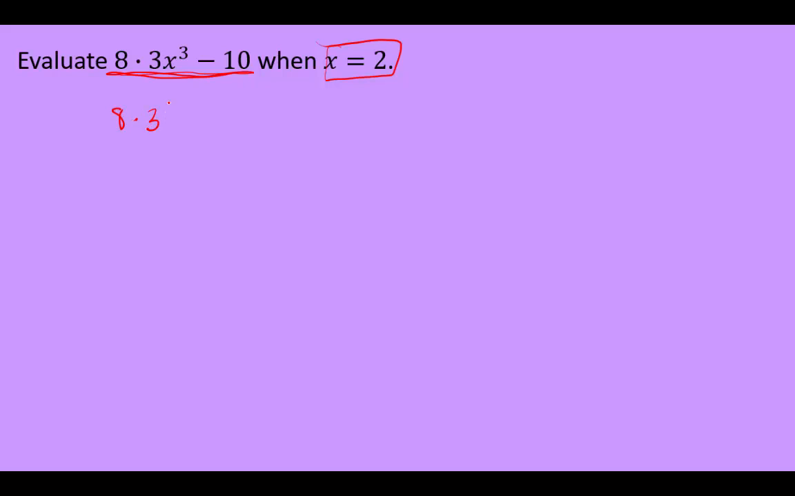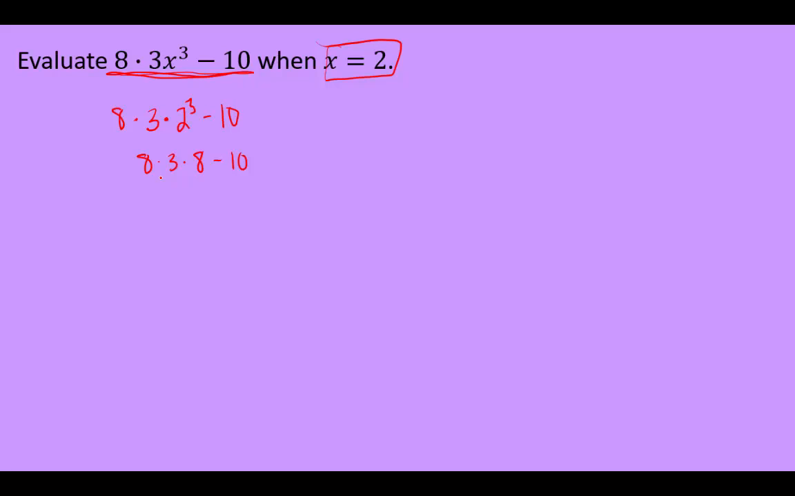We still have 8 times 3. In between the 3 and the x cubed is multiplication, so I'm going to put a multiplication symbol there, and then do 2 cubed. And then I've got minus 10. So I now look at this now that there's not an x and say, okay, what are my order of operations? What should I do first? There aren't any parentheses, but there is an exponent. So I'm going to do 2 cubed is 8. So 8 times 3 times 8 minus 10.